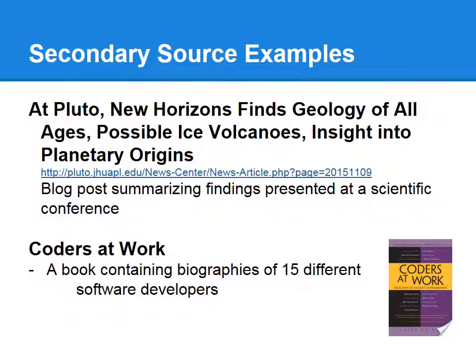Some examples. This is a web page, kind of a press release from the New Horizons mission that recently flew by Pluto and is still sending back data. In this case, they summarize a series of papers that were presented at a scientific conference and summarize the findings that were presented. The second one, Coders at Work, is a book that contains biographies of 15 different software developers and how they work and what they do. And so, an autobiography could be considered a primary source as that's written by the author, but a biography written by someone else about someone would be considered a secondary source.